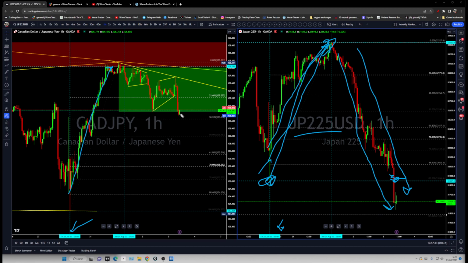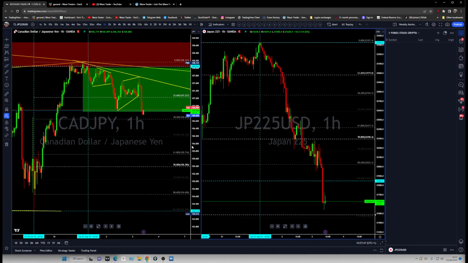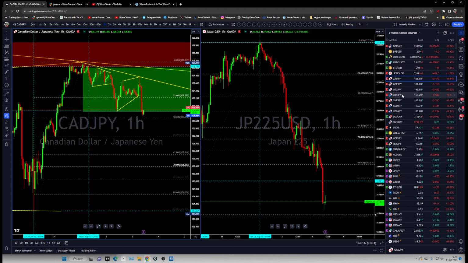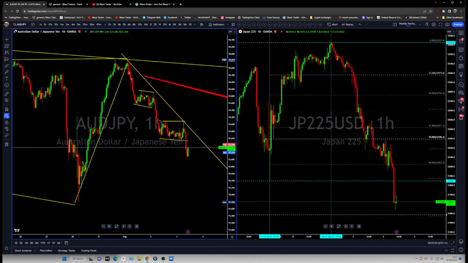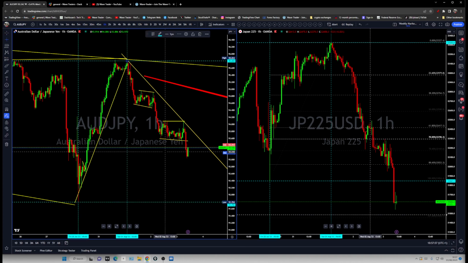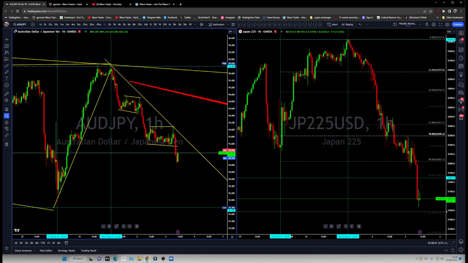And the move which started from over there tagged the short-term target lower. So CAD yen still needs to keep dragging lower all the way up to this area. Similarly, if I pull out my Aussie chart on this area, it is clearly reflecting the move which we are having on equities, the move on the Nikkei index.